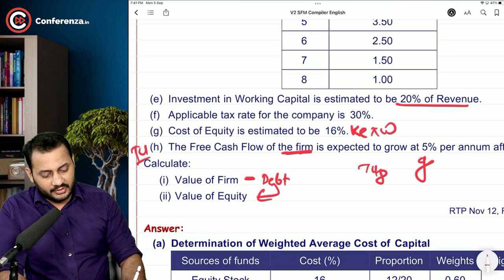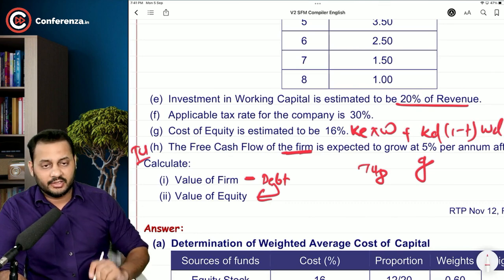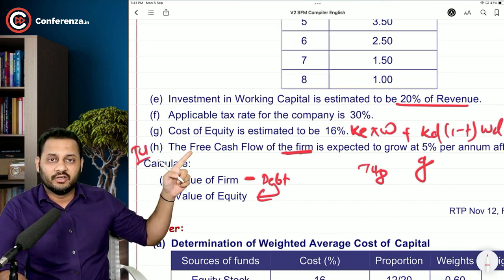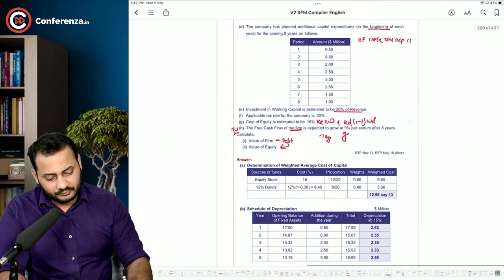We have to multiply it with the weight and cost of debt, 1 minus tax, again weight of debt. We have to calculate WACC and use it with the firm cash flows to discount the firm cash flows and to calculate the value of the firm. Now step by step. See.